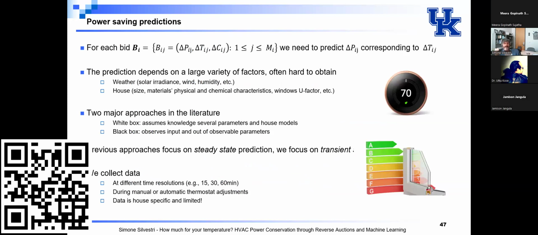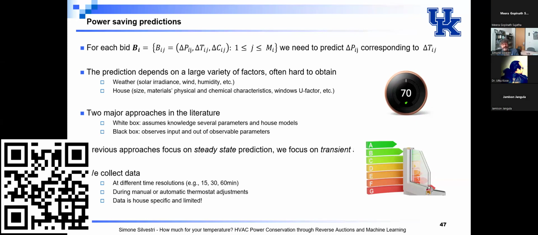Once the user has submitted the bid, as I was saying before, this bid is just a monetary value with an associated temperature change, but we don't know what that means in terms of actual energy saving. And as I was saying, this depends on a lot of factors. Some depend on the house. What is the house size? What are the materials used for that house, for example, the insulation? What is the window U factor? These are also parameters that the user doesn't know, so there's no way of just asking the user.